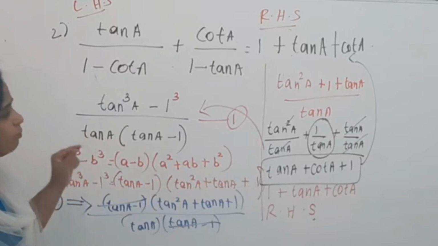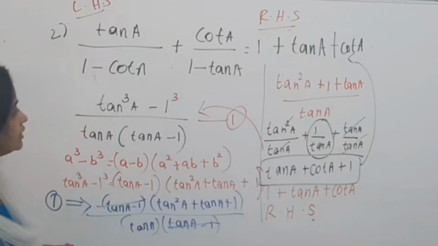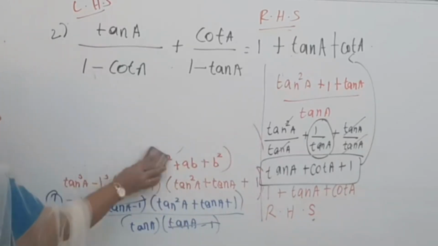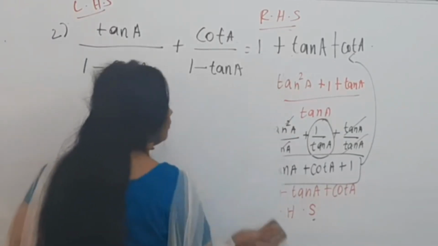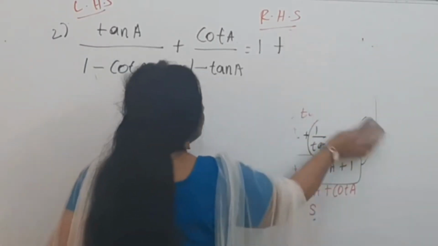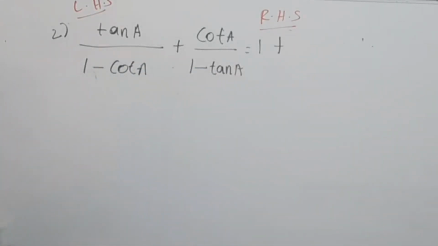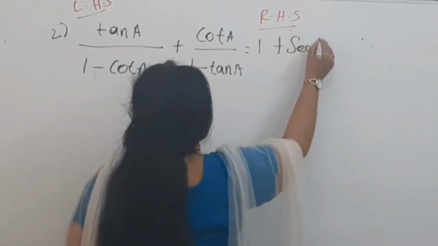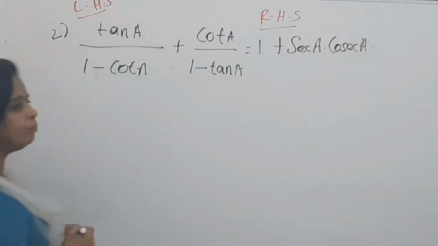Now, the same question, one more important question, the same left hand side, but you will have the right hand side something different. That is also one of the important questions in board paper. So I have my right hand side as 1 plus cosec into sec. So the same question, with sec and cosec. So how do I prove it?